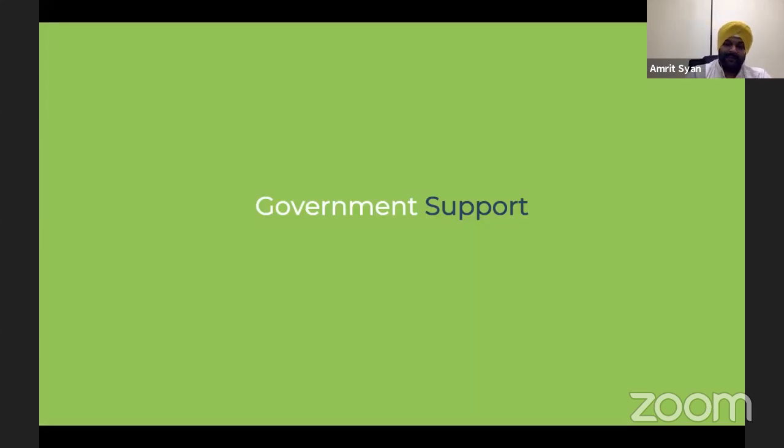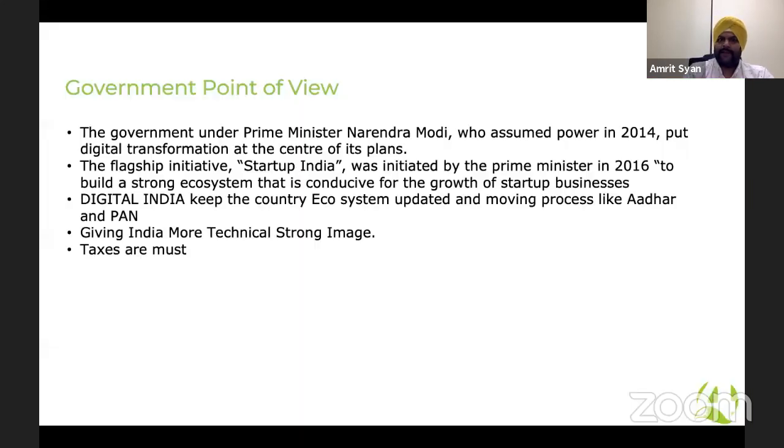Government support. One of the, you can say, a hurdle or a nice thing which is happening in India right now. The government under Prime Minister Modi, who assumed power in 2014, put digital transformation at the center of its plan. Digital India was the first thing. I think Modi did a very good initiative. And Startup India was another initiative in 2016, where all the startups were given an exemption in taxes and a different bracket of taxes. अगर आपका कंपनी 20 लाख रुपए साल का कमाएगा, उसके बाद आपको टैक्स लगने चालू होंगे. After that 20 lakh, you would come into a GST slab.